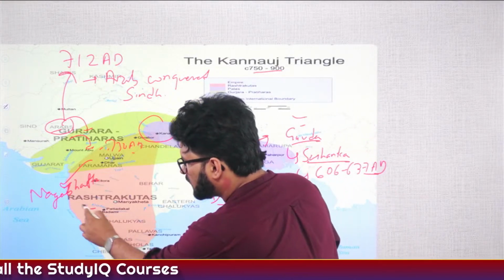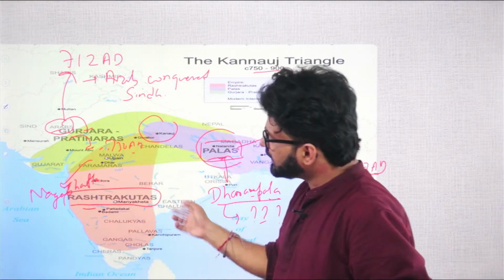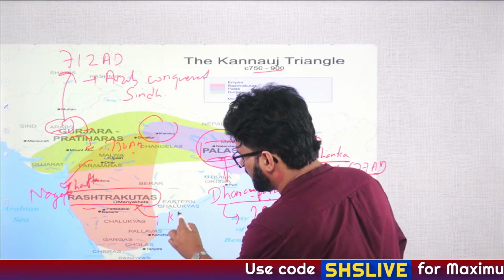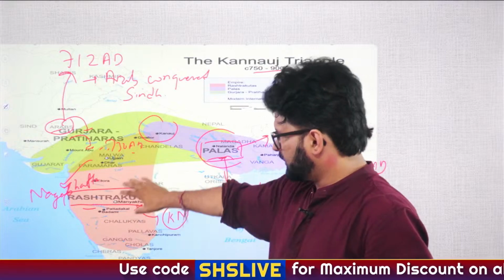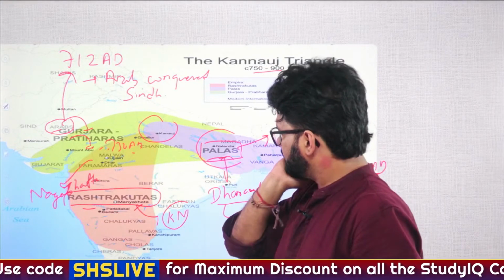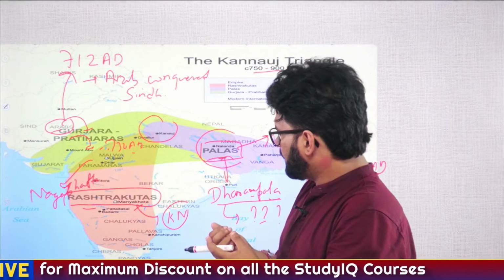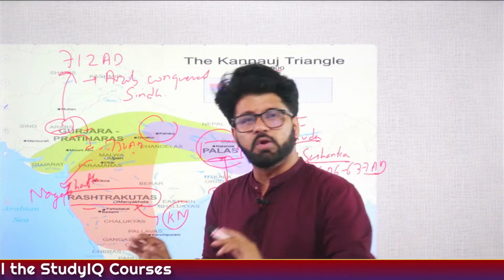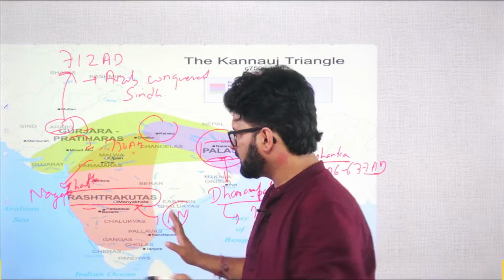If you talk about Rashtrakutas here, their capital was Manyakhet. You can see here, it is also known as Malakhed, which is in current day Karnataka. Fine. Rashtrakutas. In South India, they are active. Then what else is important about them? Danti Durga was their founder, if I'm not wrong. And the most important ruler, about him you cannot forget, that is Amogh Varsha.